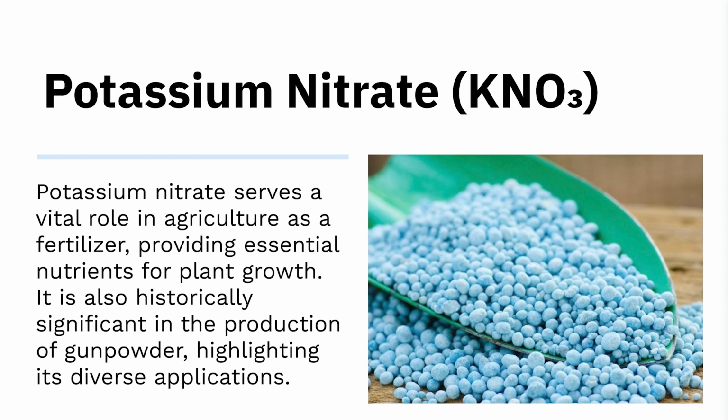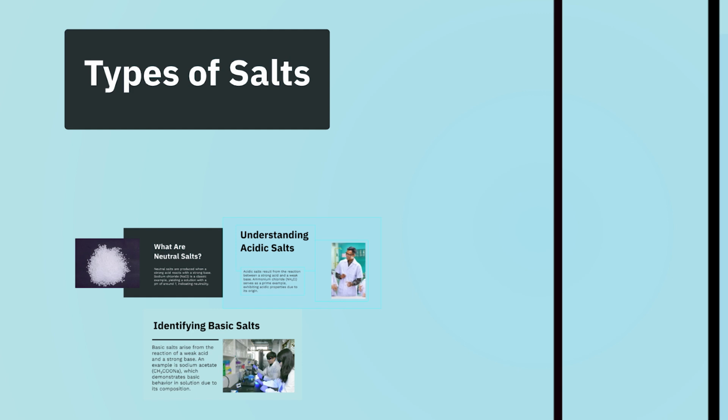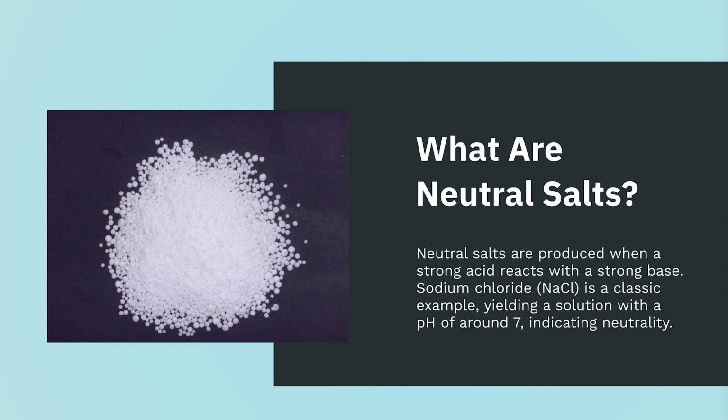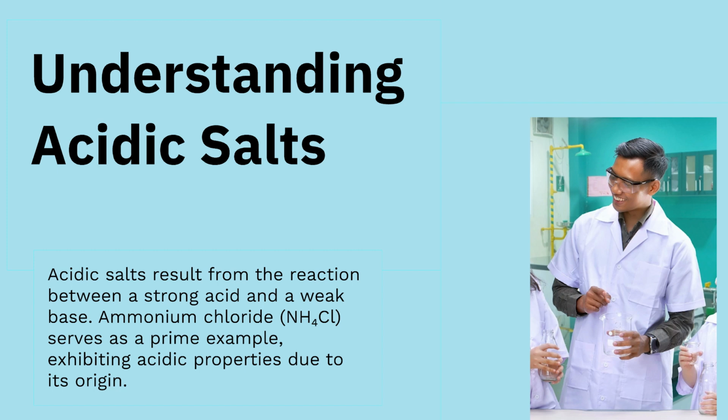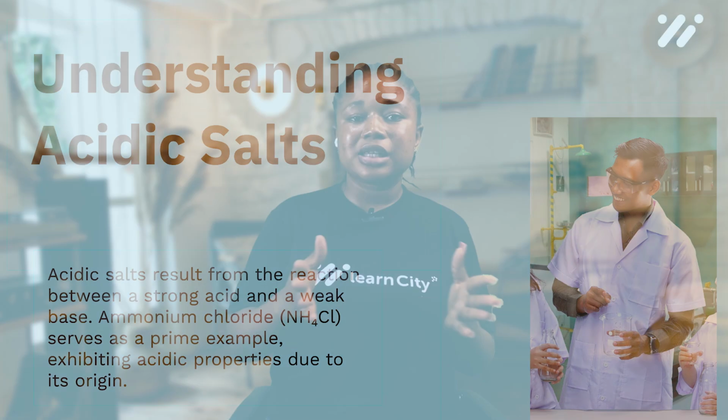Salts can be acidic, neutral, or basic, depending on the acid and base that form them. Let's take a look at some examples. First is neutral salt. When a strong acid reacts with a strong base, the resulting salt is neutral. For example, sodium chloride is a neutral salt and has a pH of around 7. Next is acidic salt. When a strong acid reacts with a weak base, the resulting salt is acidic. For example, ammonium chloride, which is NH4Cl, is an acidic salt.